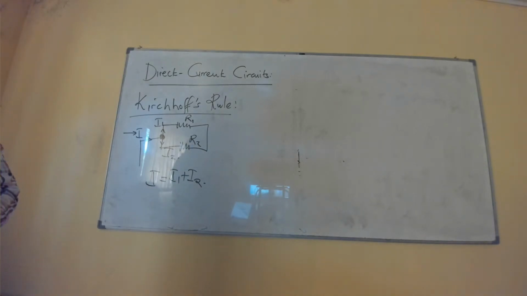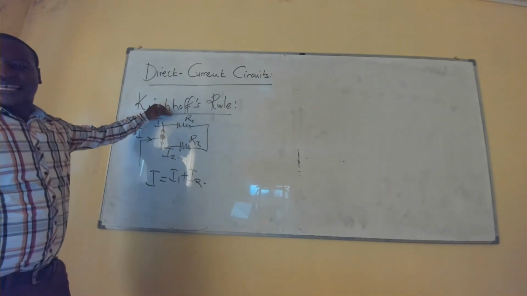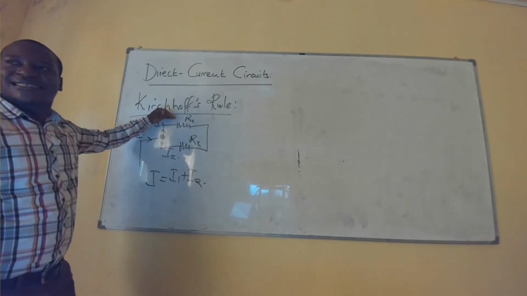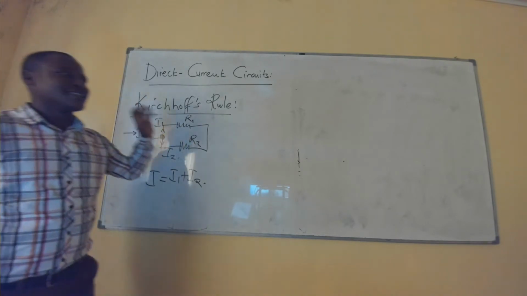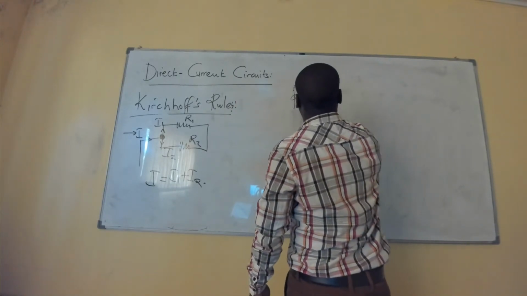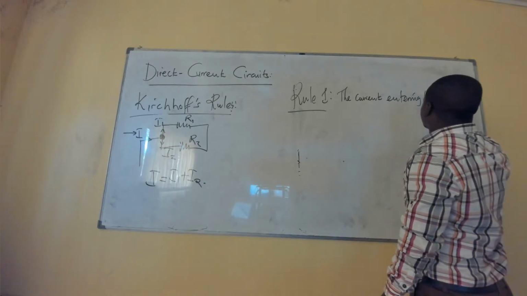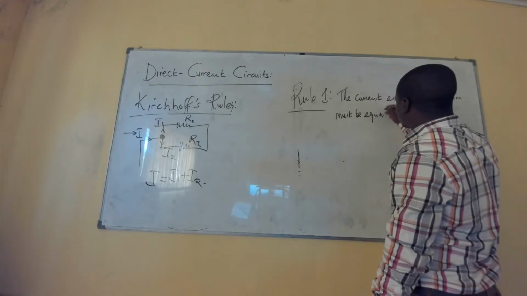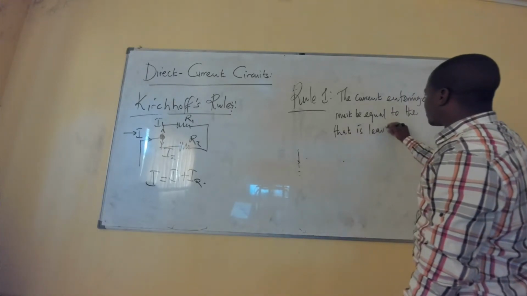Now, let's look at an example. First of all, if we are asked to state Kirchhoff's rules, there are actually two of them, which is very important. The first one is that the current that is entering the junction is equal to the current that is leaving the junction. So this is rule number one. Here we know that the current that is entering a junction must be equal to the current that is leaving a junction.